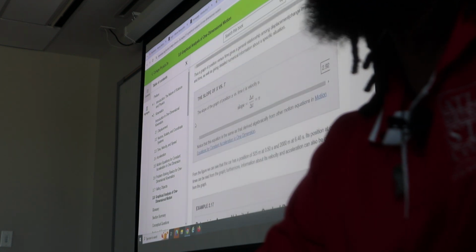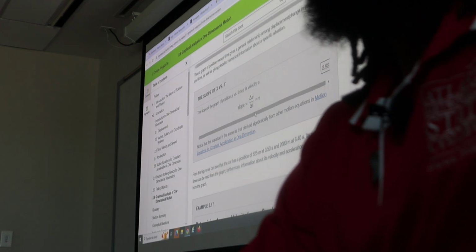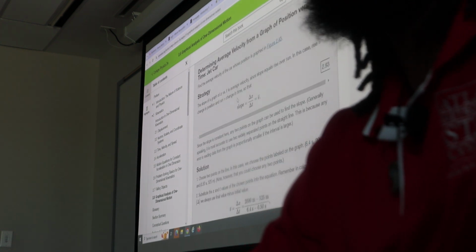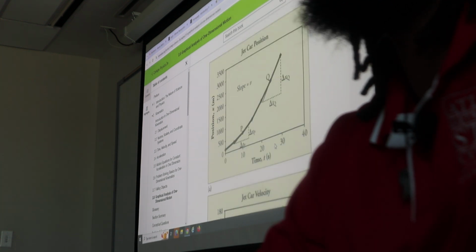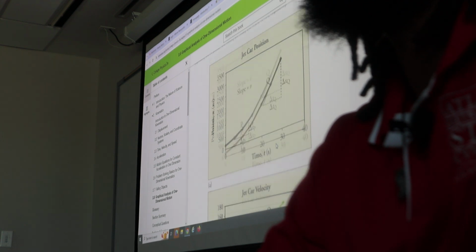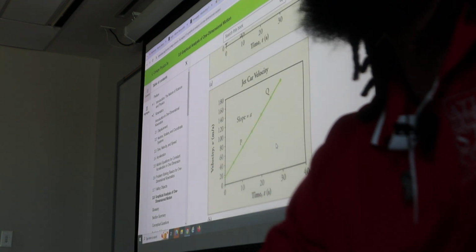So with that, the slope of x versus t, that's the same thing. That's what we just talked about. Check our velocity and acceleration.